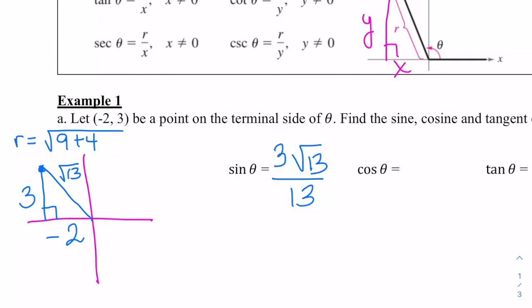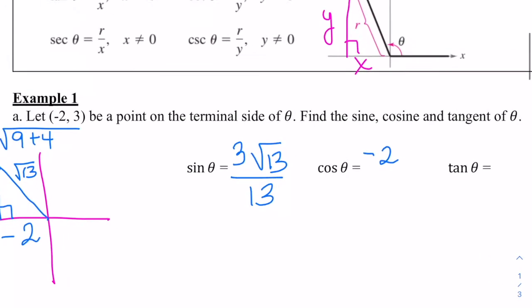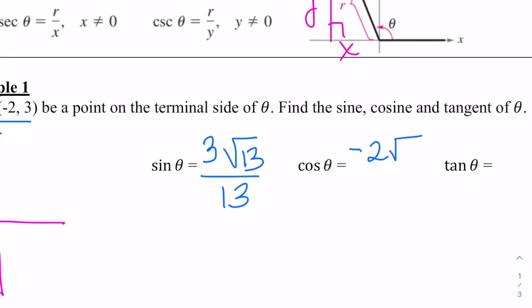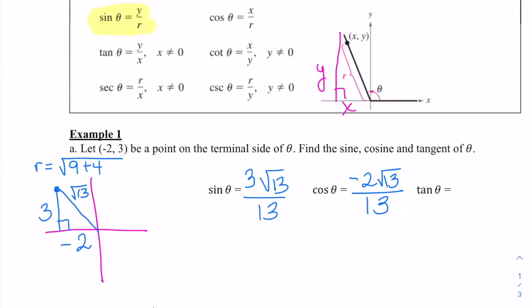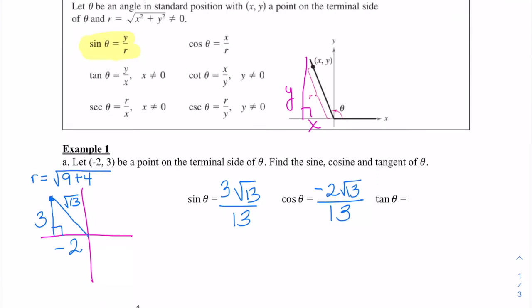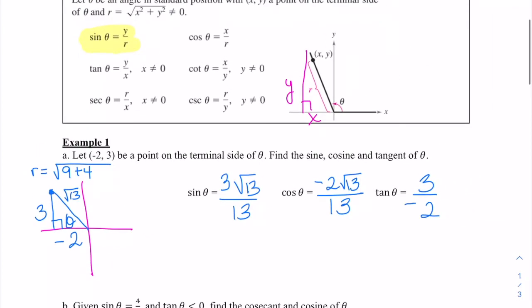Cosine will be x over r, so that's -2 over root 13, and when I rationalize it, that's -2 root 13 over 13. And the tangent of theta, this angle I should draw right here, is going to be y over x, which is 3 over -2, or I could put -3/2. It's really important, and I think you could see this really quickly, the tangent is going to be the slope, so y over x.